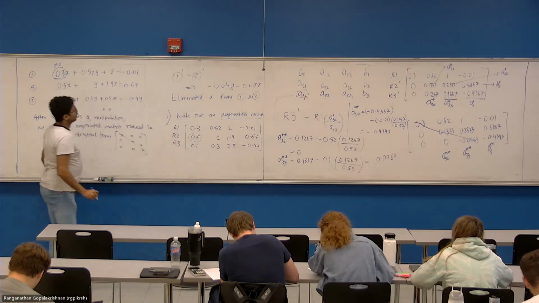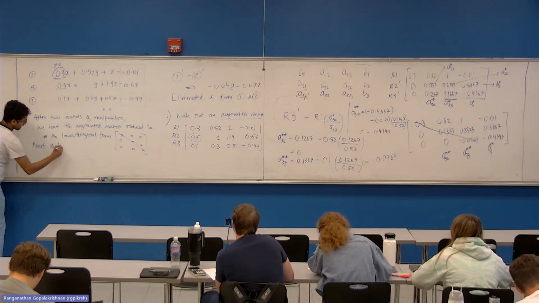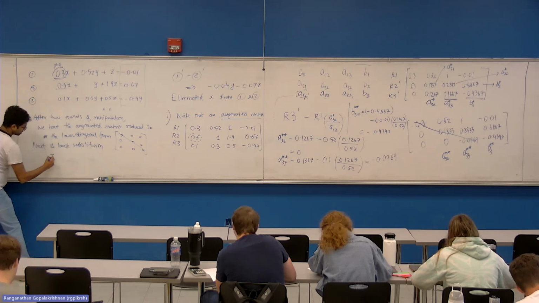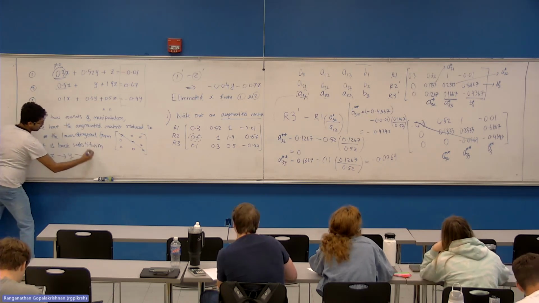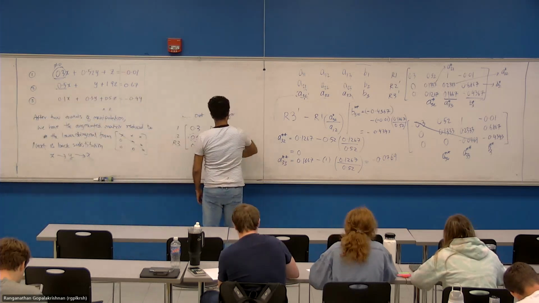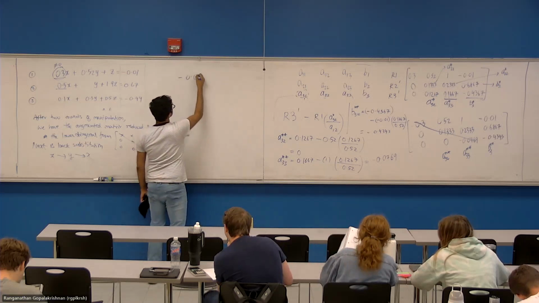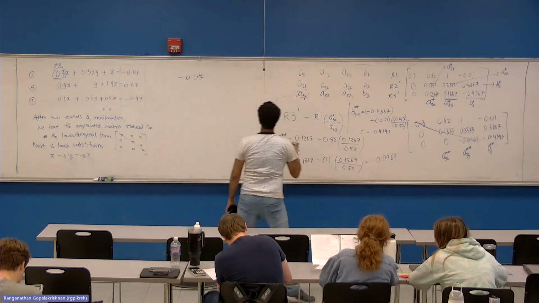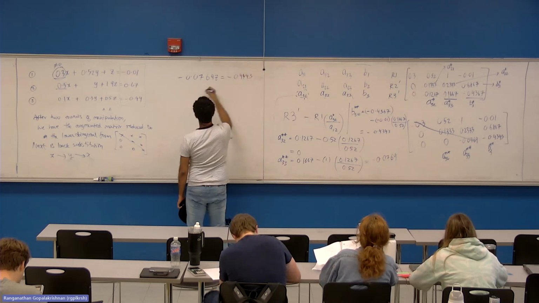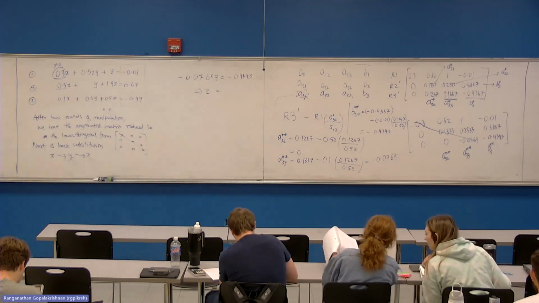Now, next is back substitution, which is get Z, use it to get Y, use it to get X. So minus 0.0769 times Z equals negative 0.4343, which implies Z equals what? 5.6476.